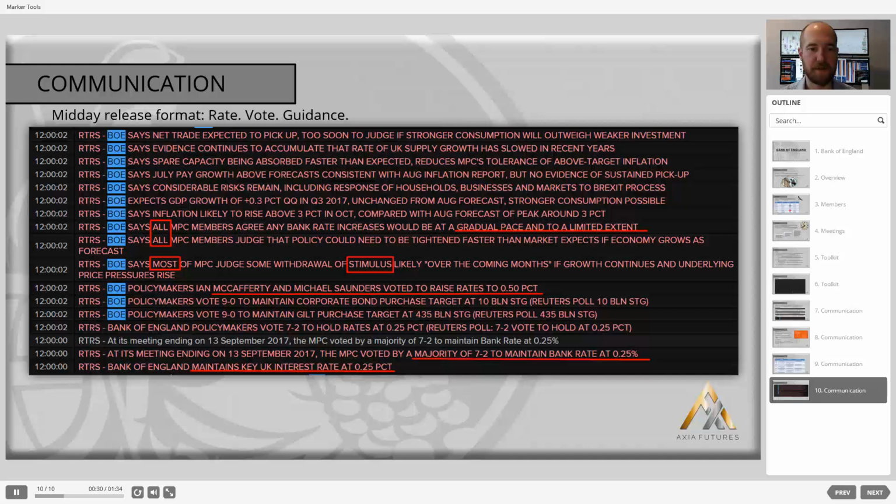Two people dissented, and you then get the list of who they were, McCafferty and Saunders, both hawks, both looking for a rate hike. And then this is where you get that reference to some judge withdrawal of stimulus over the coming months. All agree that pace would be gradual to a limited extent, and all judge that policy may need to be tightened.